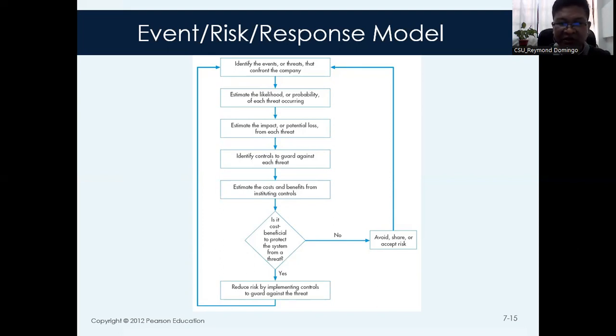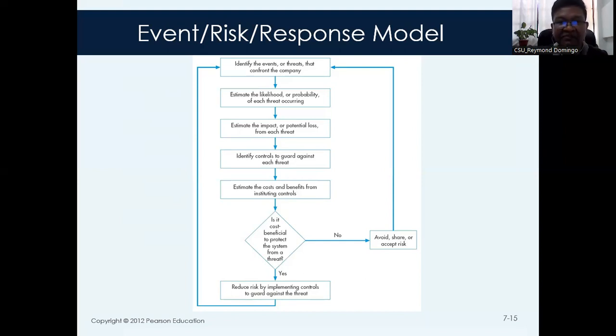Okay? And we have to make a decision. Is it cost beneficial to protect the system from a threat? If the answer is yes, then we have to reduce the risk by implementing controls to guard against the threat. If the answer is no, we have to avoid, share, or accept the risk. Okay? And then whether it is a yes or no, we will go back to identifying the events or threats that confront the company. Okay, balik tayo doon.